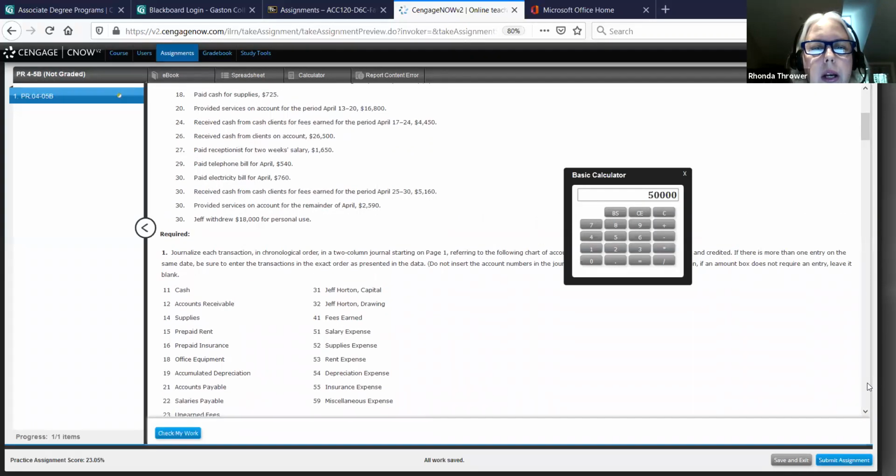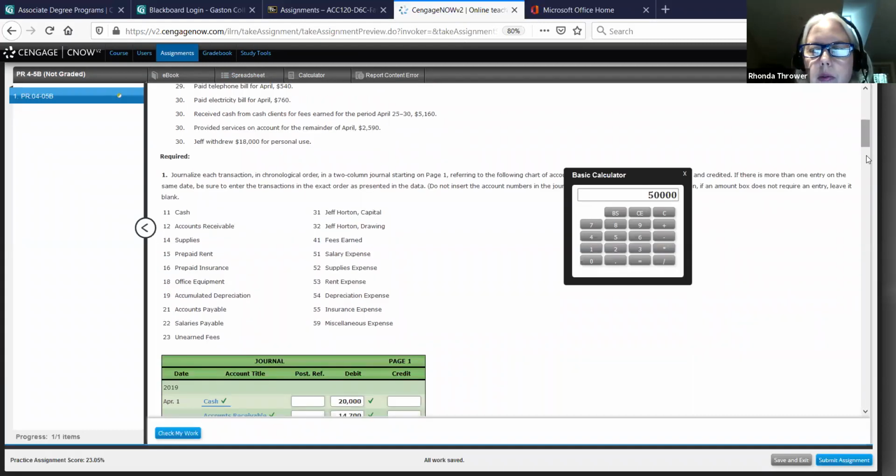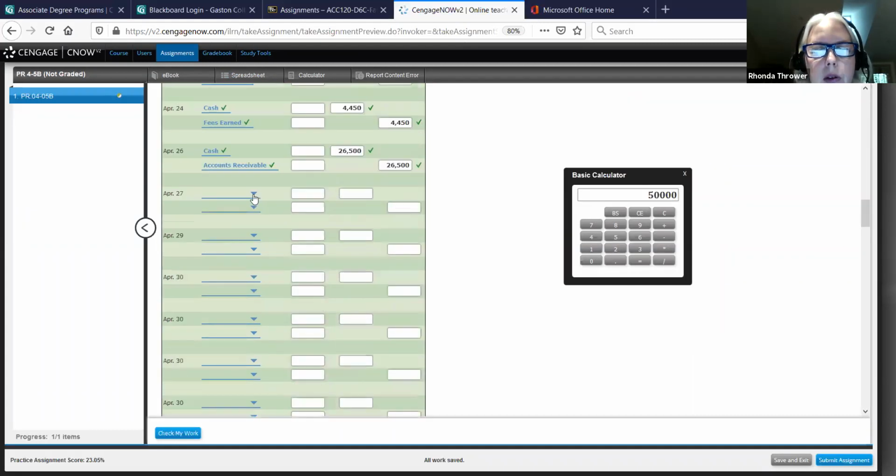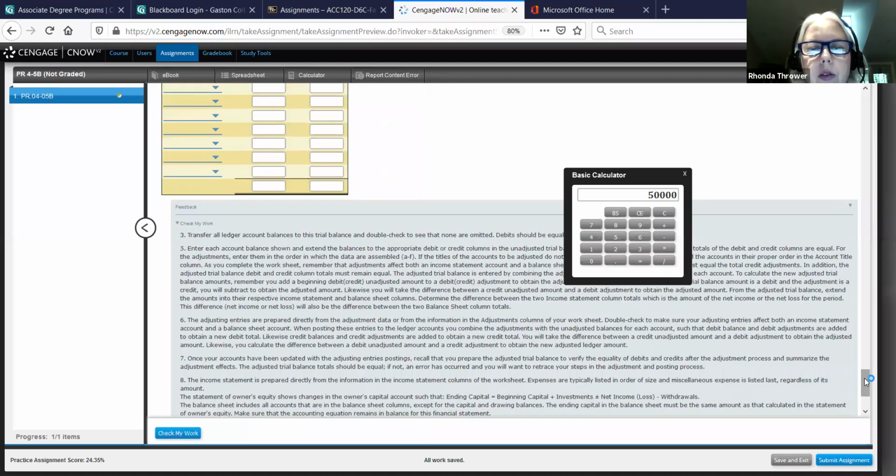Then we're ready to look at the journal entry for the 27th of April. We paid the receptionist for 2 weeks' salary, $16.50. So we're going to debit our salary expense for $16.50, and we're going to credit our cash for $16.50. And then we're going to move to the April 29th transaction.